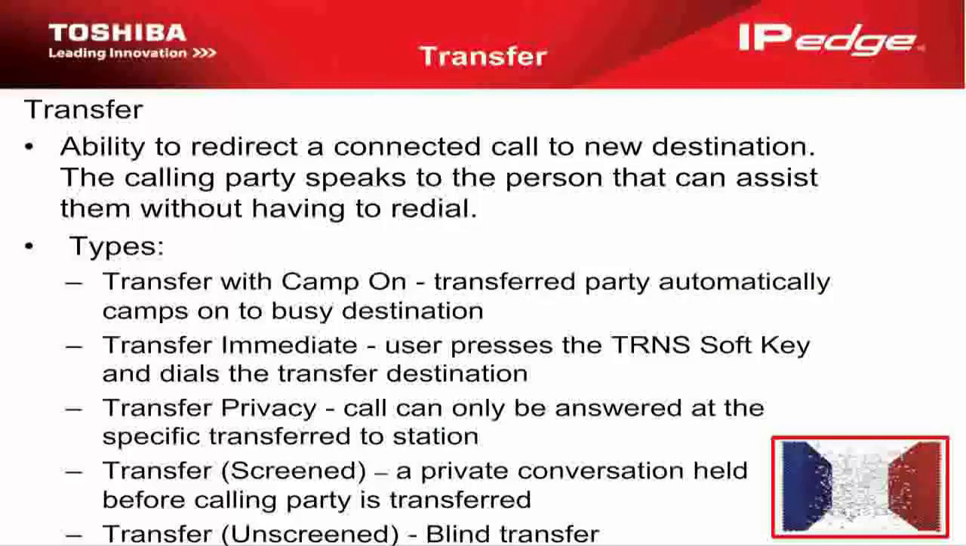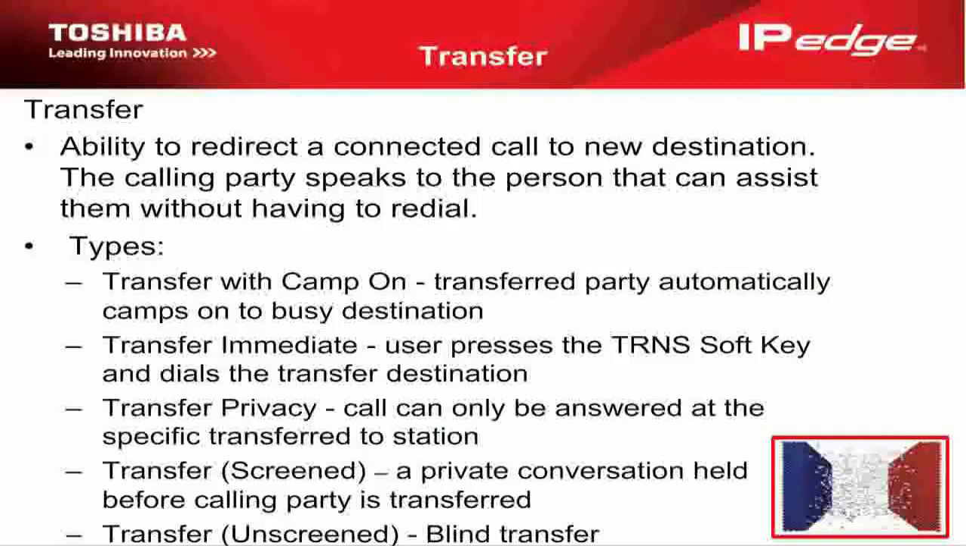Transfer Immediate. With the conversation in progress, the display phone user presses the TRNS soft key and dials the transfer destination. The calling party is placed on consultation hold and the call immediately transfers and the transferring phone returns to idle. This feature does not apply to network calls.